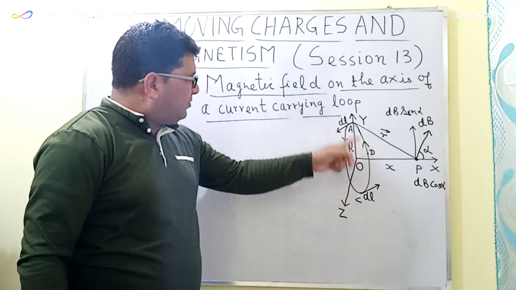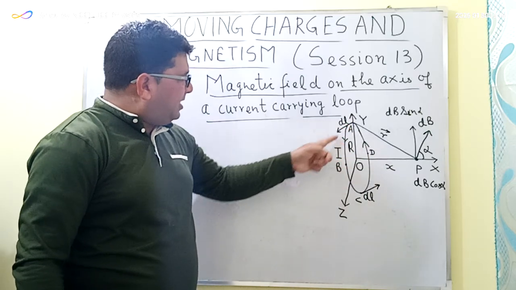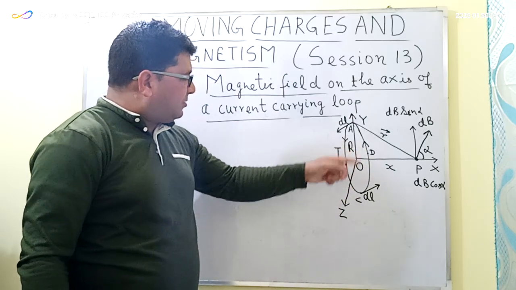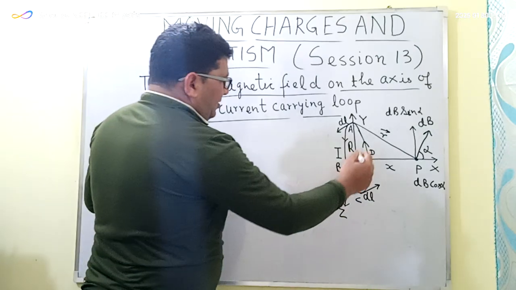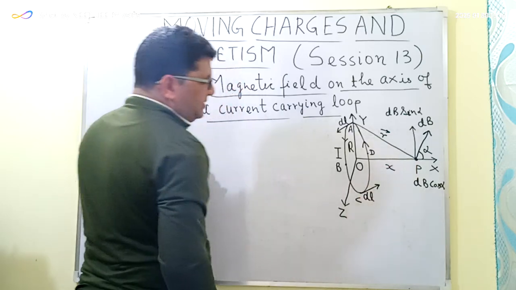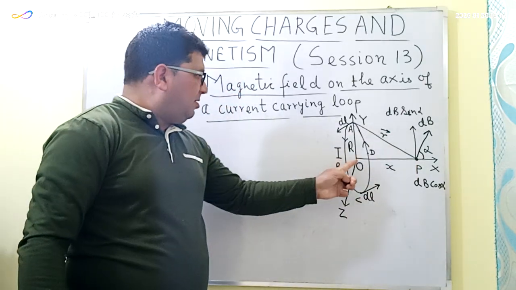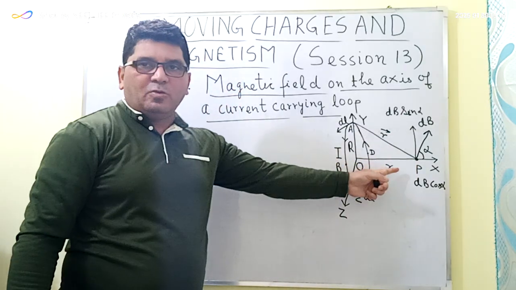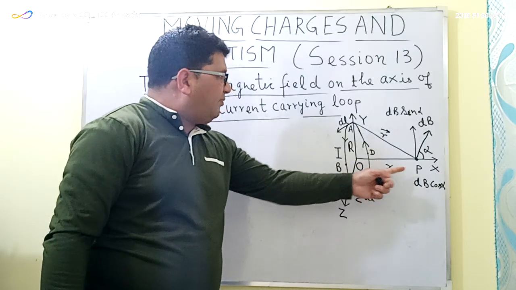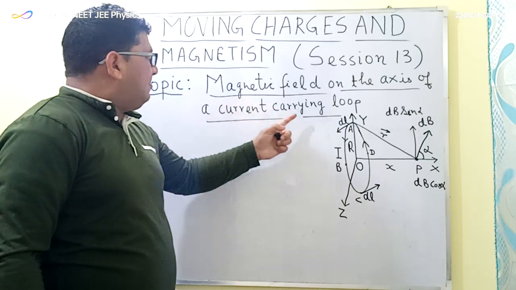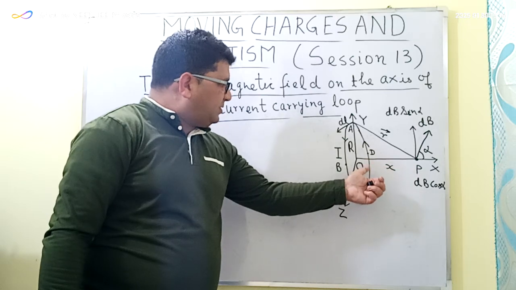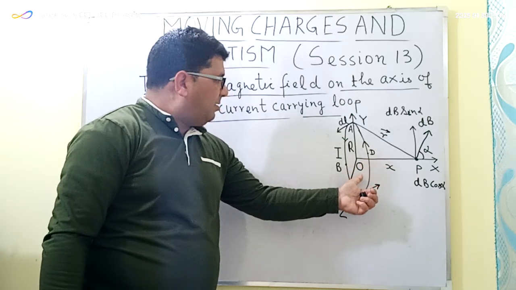So, here I have drawn one simple diagram in which ABCD is a current carrying loop in which the current I is flowing as indicated by these arrows. And this loop is lying in the YZ plane, and there is a point P on the x axis, which is the axis of this current carrying loop. So this is the point P where we have to find the magnetic field due to the current which is flowing in this loop. And this point P is at a distance of x from the center of the loop.